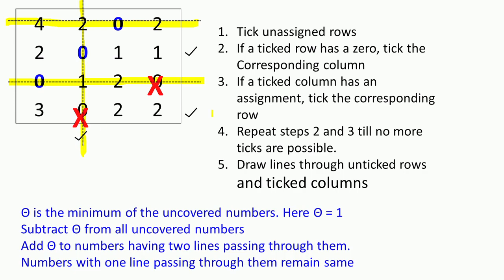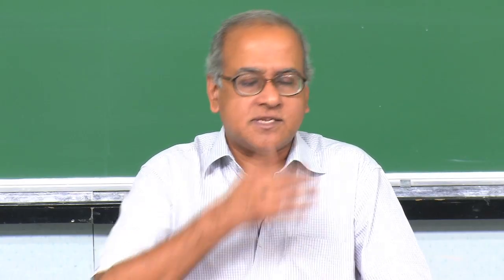Now two interesting things happened. We drew 3 lines and there were 3 assignments. So there is a relationship between the number of lines that we draw and the assignments. And not only that, all the zeros have been covered by either one line or 2 lines. In this case all the zeros are covered by one line. We can also show that for this matrix we need a minimum of 3 lines to cover all the zeros.